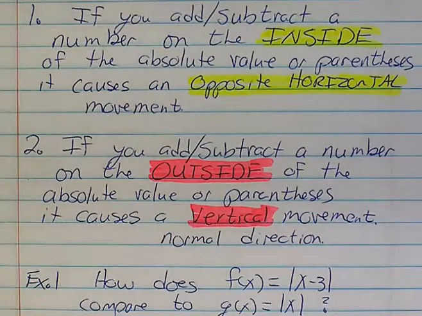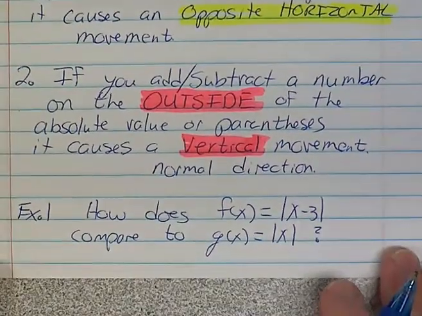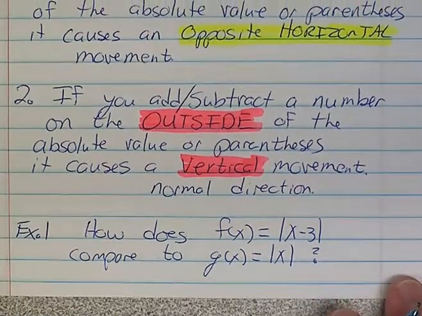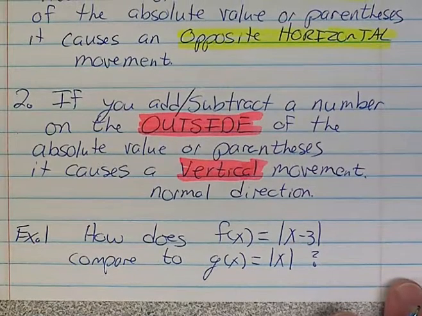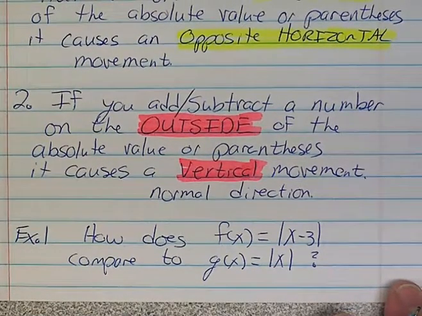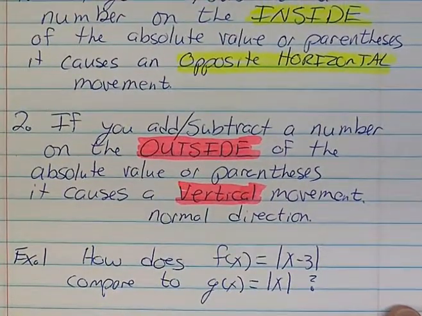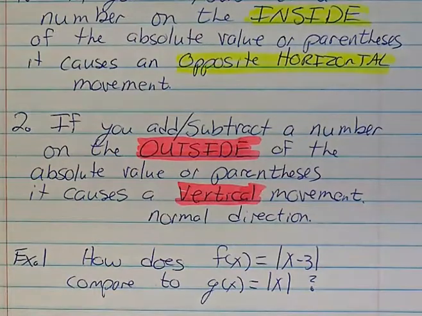And basically something like this. How does f of x, which is the absolute value of x minus 3, compare to g of x, which is the absolute value of x? Okay, and here's all you're going to do for these. Here's the only thing you're going to look for. What's the difference of those two functions? Again, that's not your question. What's the only difference between the two?